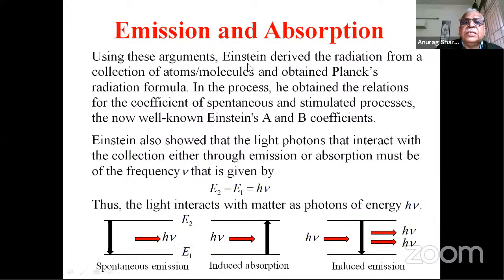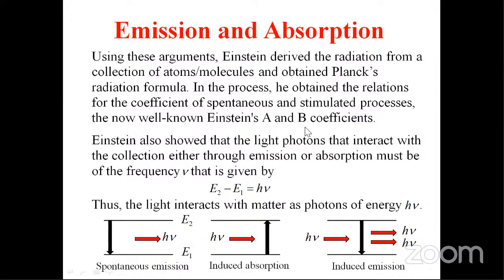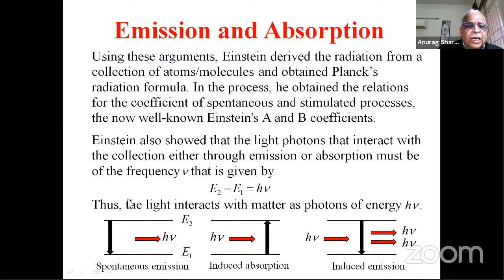Using these arguments, Einstein derived the radiation from a collection of atoms or molecules and obtained Planck's radiation formula. In this process, he obtained the relations for the coefficients of spontaneous and stimulated processes, which are now known as Einstein's A and B coefficients. So he said, for this there is an A coefficient. For these two, it is a B. The two B coefficients must be equal, by the same argument that we have read earlier.